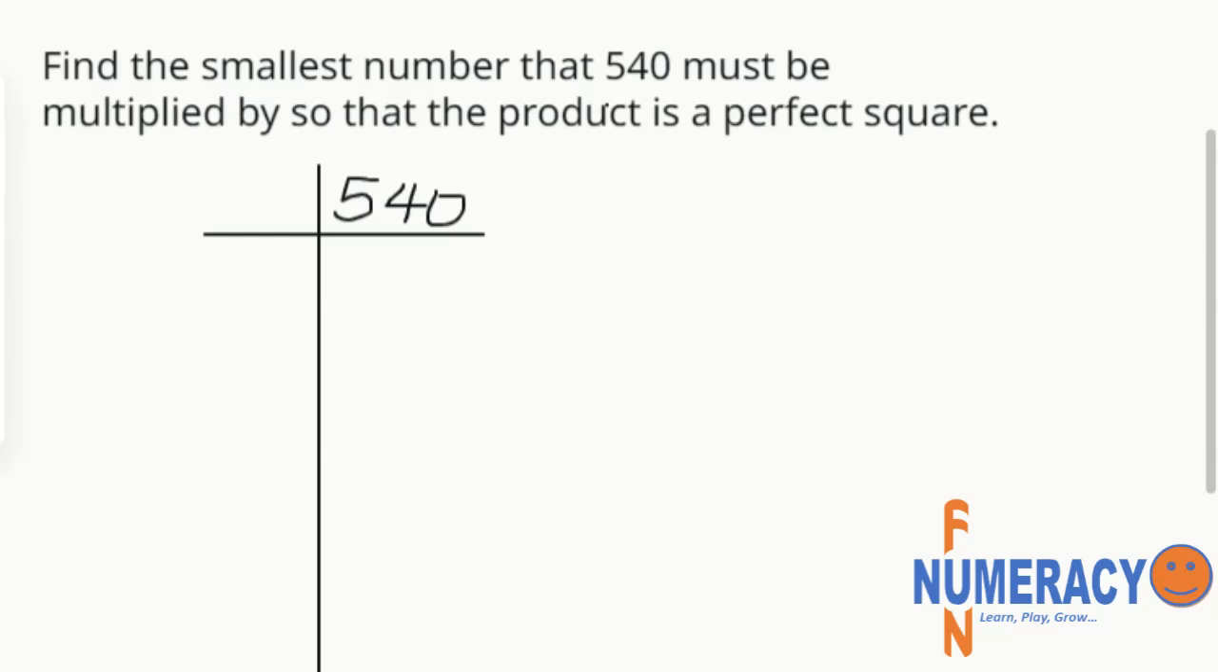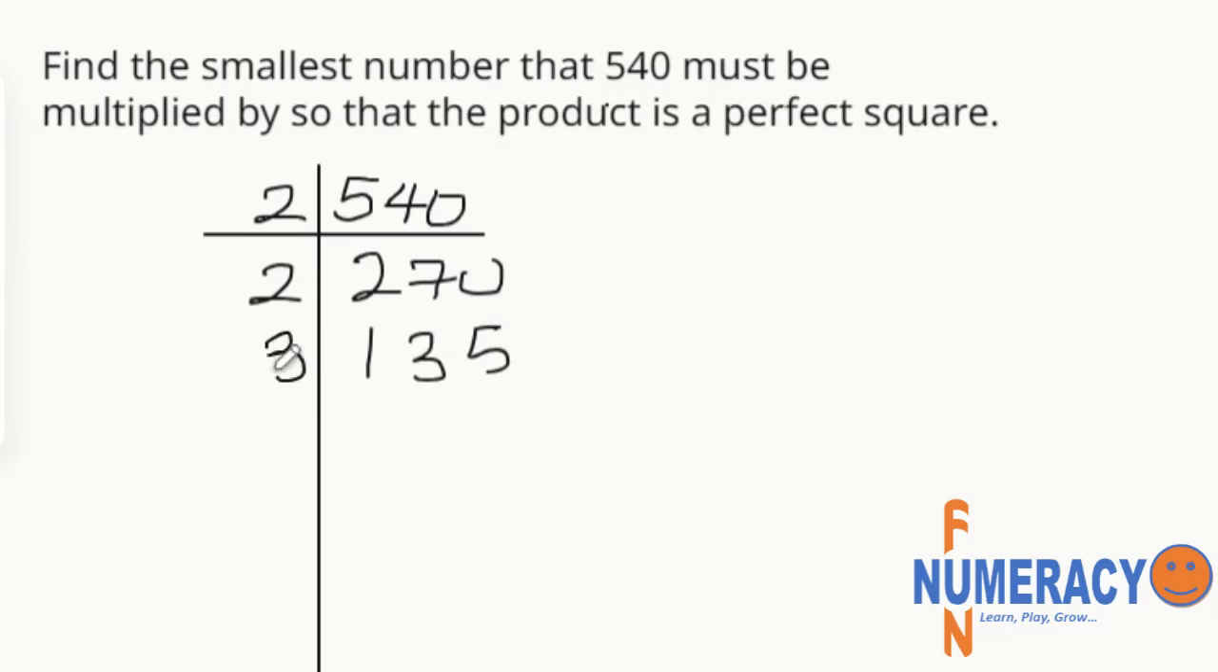Let's consider this number 540. Find the smallest number that 540 must be multiplied by so that the product is a perfect square. Now you can start with the first smallest prime number, since it's divisible by 2. So 2 going into 540 will give us 270. 2 going into 270 will give us 135.